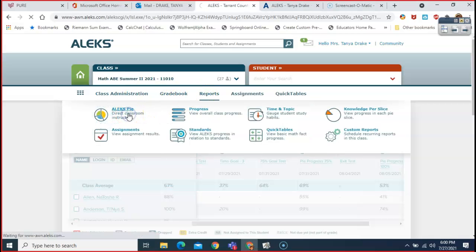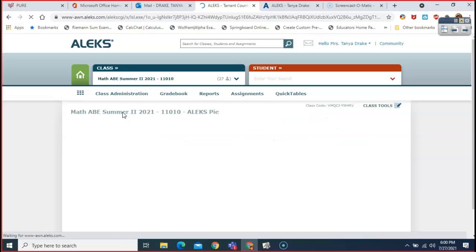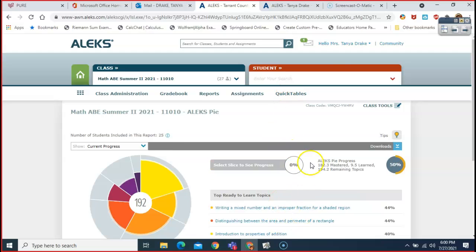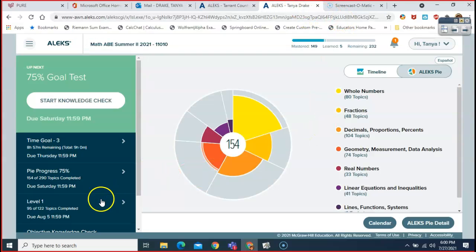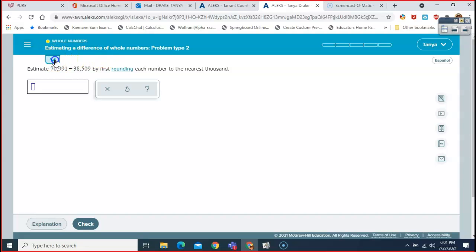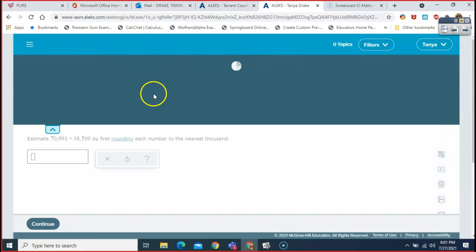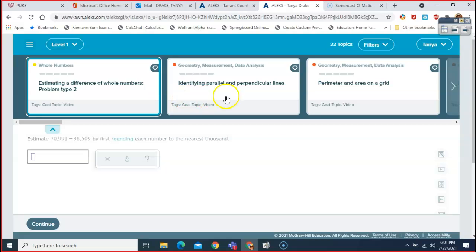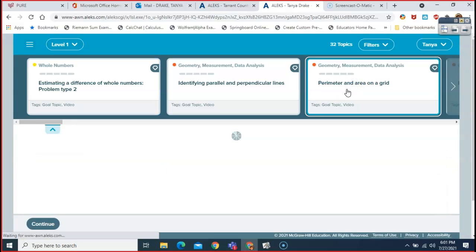Okay, so area of a rectangle. Yes, ma'am. In an area of a, well, okay, let me see if I can find it in here. Pythagoras. That's a geometry thing. So, identifying perimeter and area on a grid. Let's see what that is.